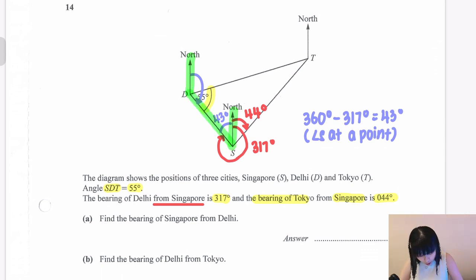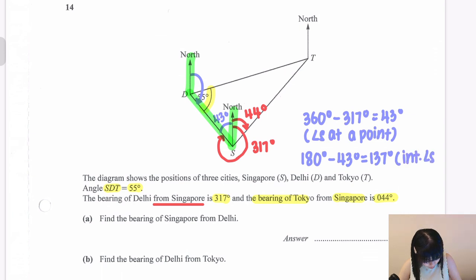Once I have this as 43 degrees, from here I will use my interior angles. Why interior angles? Because the north compass lines will always be parallel to each other, so there are interior angles happening right here. Interior angles state that this plus this will give you 180. So to find this angle, I simply take 180 minus away 43 degrees, and you have 137 degrees. This is using interior angles from the parallel lines given by the north compass. And that is the bearing of Singapore from the hill, 137 degrees.